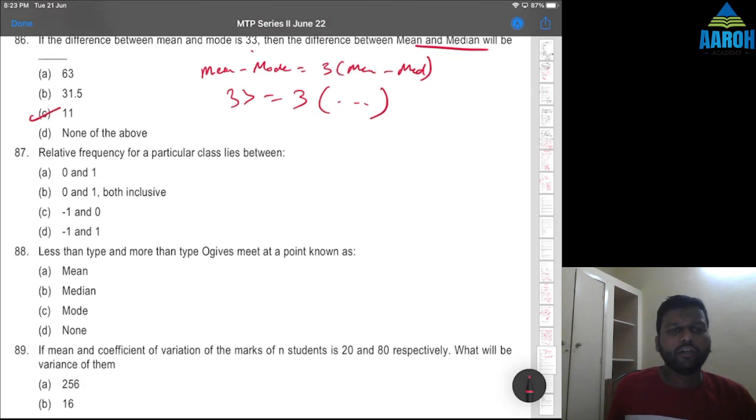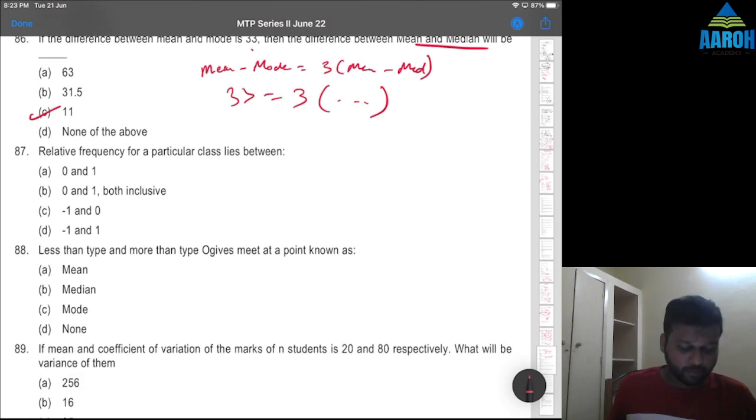Next, 87, relative frequency of a particular class lies between. Relative frequency is frequency upon total frequency. Now total frequency is sum of all frequency, right? So this is obviously going to be less than 1 and cannot be negative, so between 0 and 1 is correct. We generally don't write both inclusive.